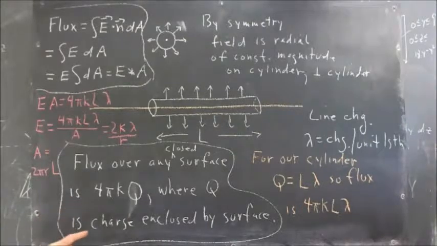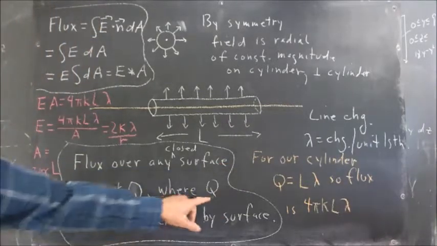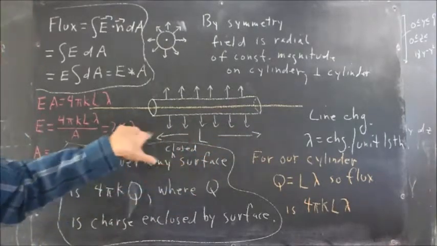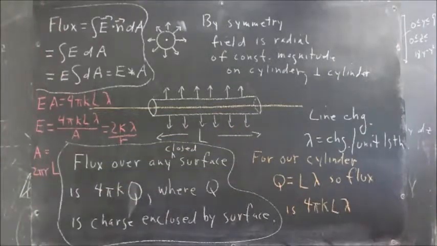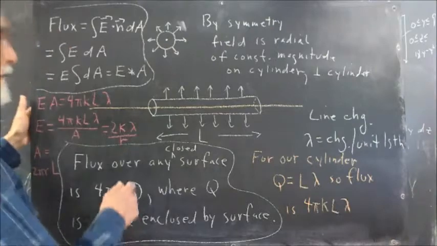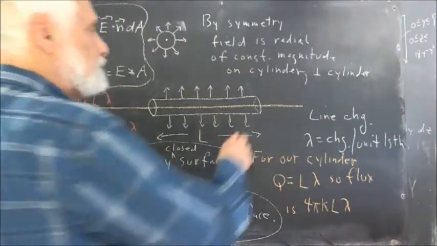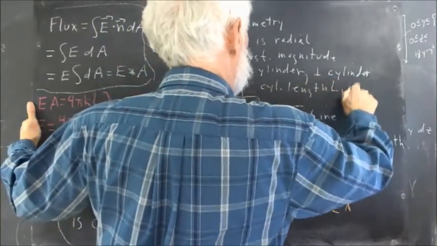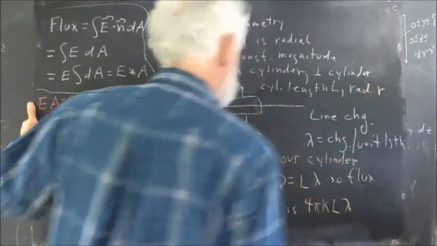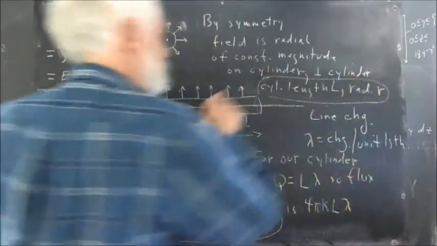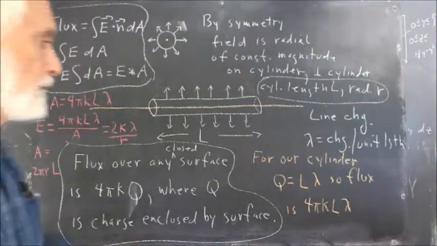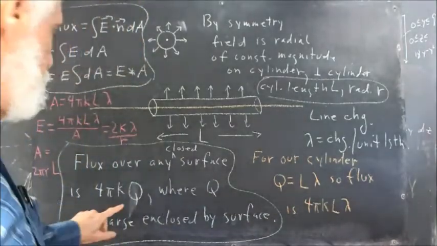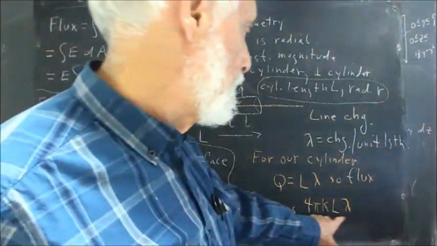But now, what's the charge enclosed by our cylinder? Our cylinder has length L. Didn't point that out before, it's labeled. Okay, our cylinder has length L and radius R. Let's write that down. Cylinder length L, radius R. Well, the charge is just the length times the charge per unit length, L lambda. And it follows from this, if you accept this, that the flux is 4 pi k L lambda.